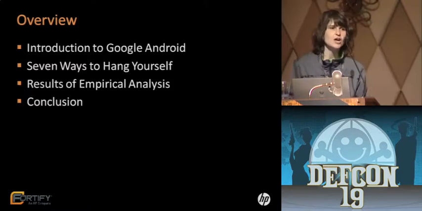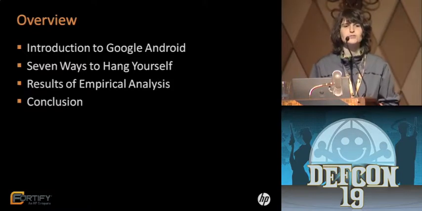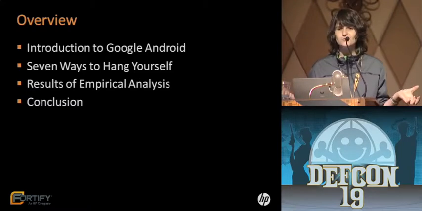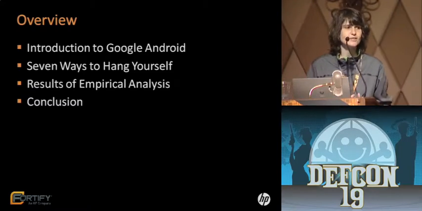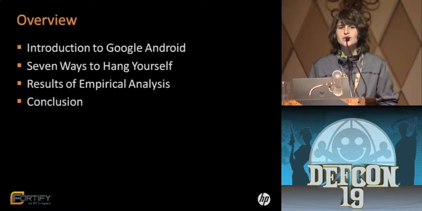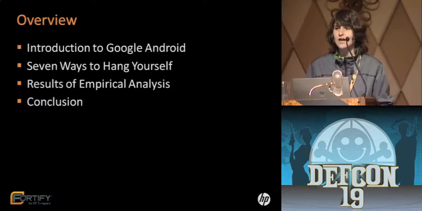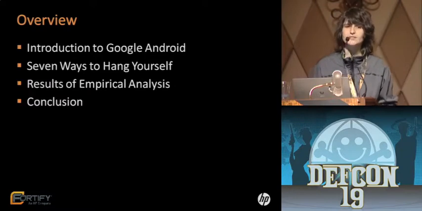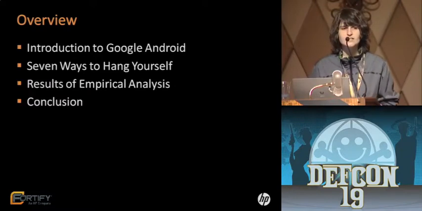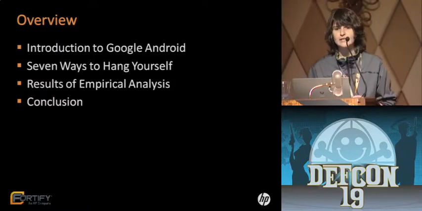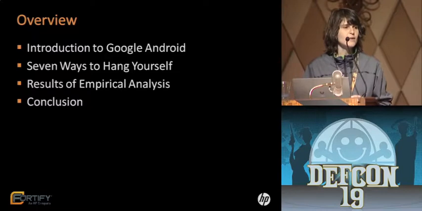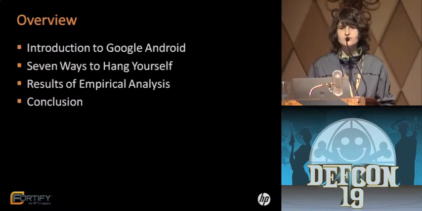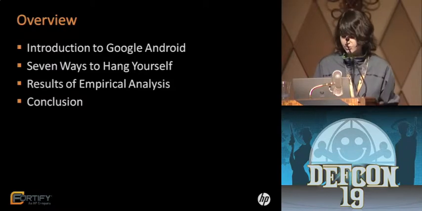We divided the talk into 4 sections. First, we're going to briefly introduce Android platform. We're not sure how many of you are familiar with it and to what extent, so we're going to just give you a brief intro, enough so you'll be able to follow the rest of the talk. Then we're going to talk about the 7 security vulnerabilities that we think are going to be very common in real-world Android applications. Then we'll talk about the results of empirical analysis, and we'll conclude with some observations and lessons learned.